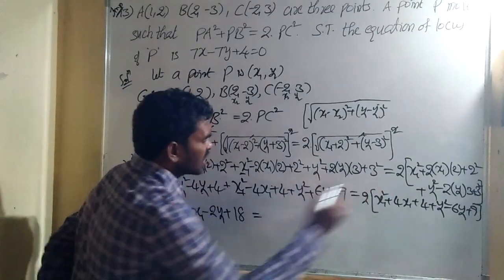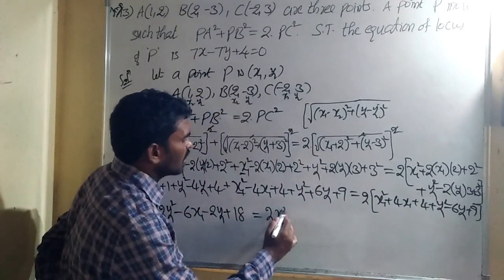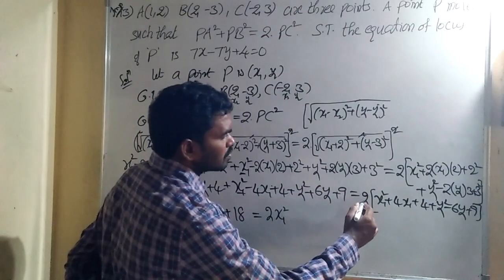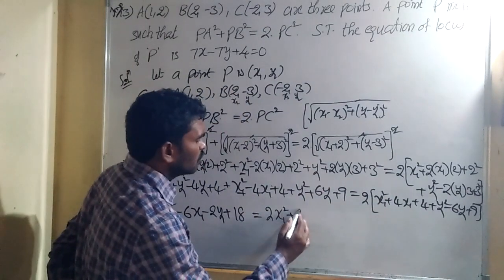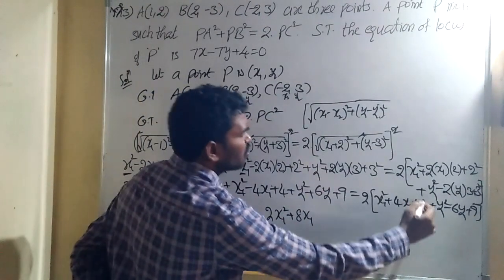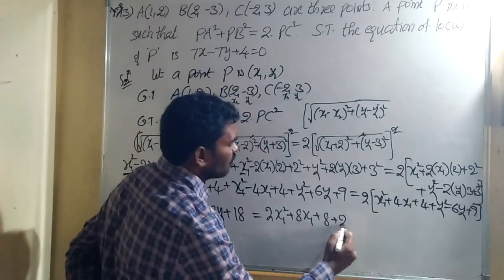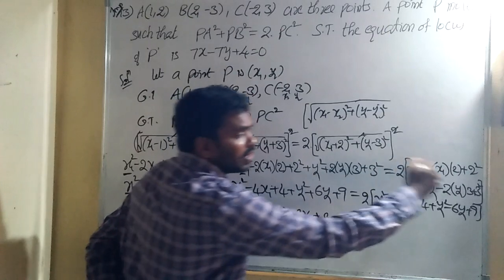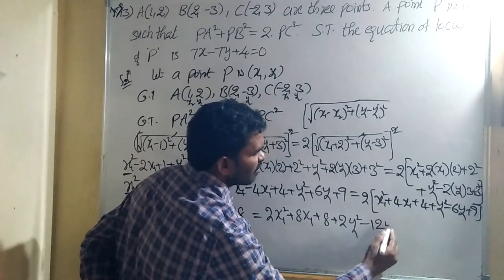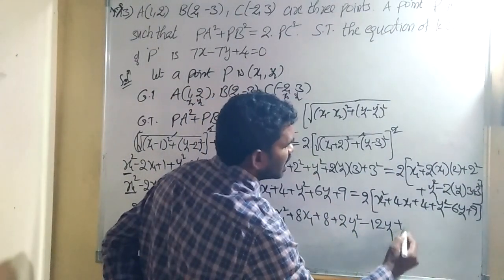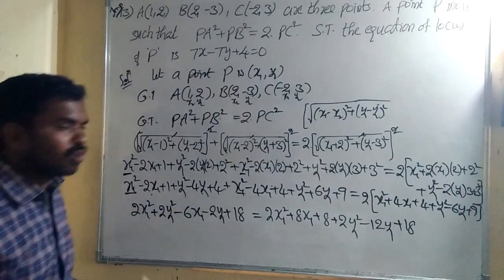Then 2 into x1 square, 2x1 square, 2 into 4x1, 2 4 ja 8x1, 2 into y1 square, 2y1 square. Next 2 into minus 6, minus 12y1. 2 into 9, 18. Is anything common on both sides?